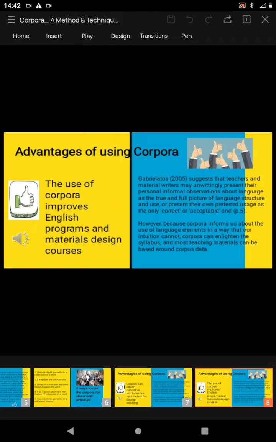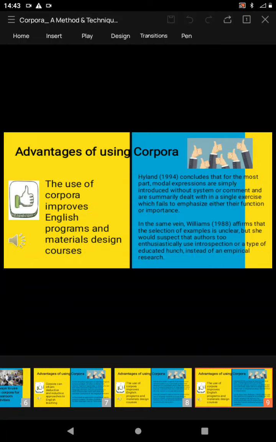2. The use of corpora improves English programs and materials design courses. In 2005, Gabrielatos suggests that teachers and material writers may unwittingly present their personal informal observations about language as the true and full picture of language structure and use, or present their own preferred usage as the only correct or acceptable. However, because corpora informs us about the use of language elements in a way that our intuition cannot, corpora can enlighten the syllabus, and most teaching materials can be based around corpus data.